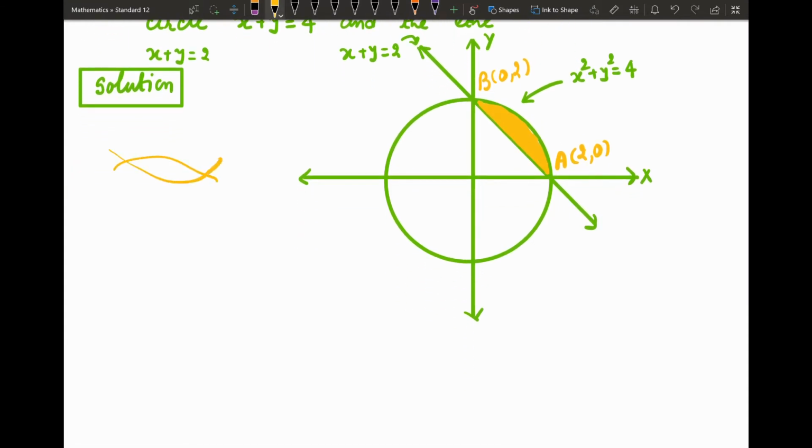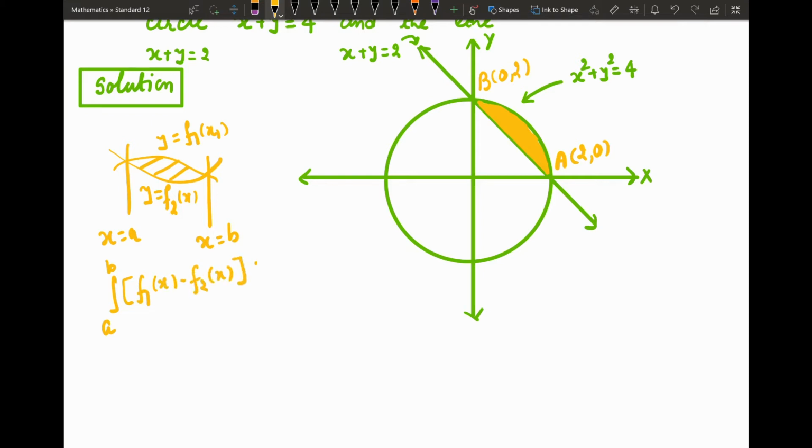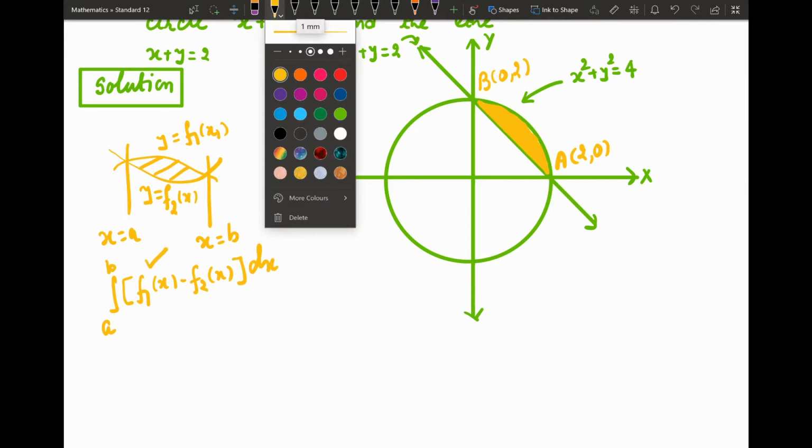Say y equal to f1(x) and y equal to f2(x). Two curves intersect each other at x equal to a and x equal to b. Then the area of this portion is given by the integral from a to b of f1(x) minus f2(x) dx. So we will use this property to find the area.